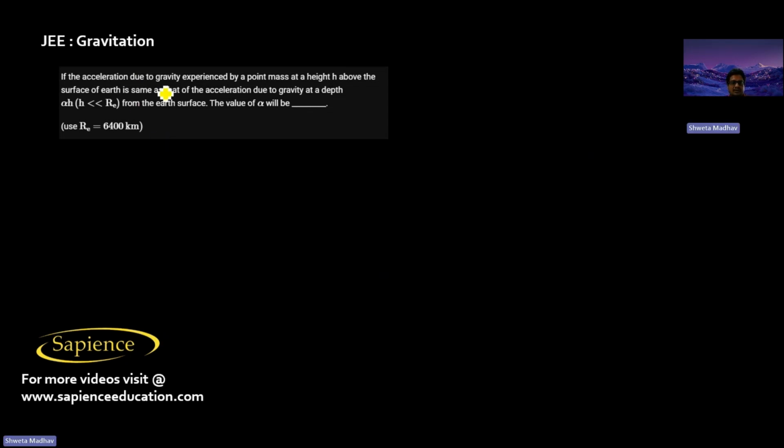Then here it is told, the acceleration due to gravity experienced by a point mass m at a height h above the surface of the earth is the same as the acceleration due to gravity at a depth alpha h from the surface. The value of alpha will be, h is much less than r.